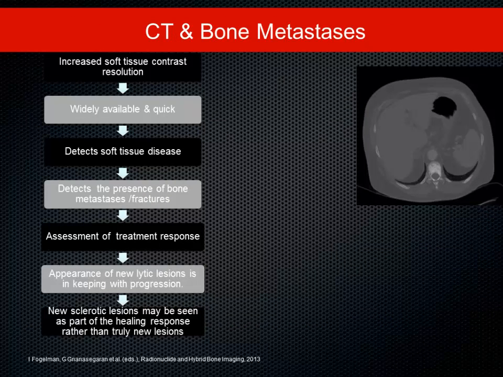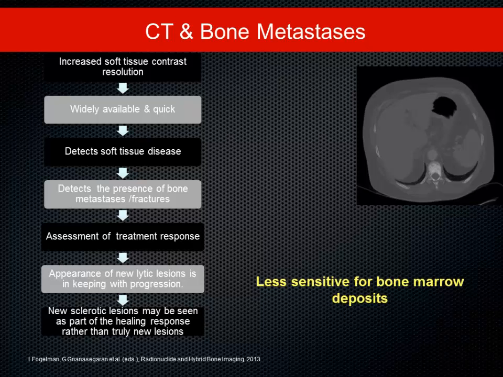Coming to the CT, it definitely has better soft tissue contrast resolution compared to an X-ray. It's widely available and it detects soft tissue disease, the presence of metastasis and also complications related to bone metastasis. It's useful in assessment of treatment response, and the appearance of a new lesion is in keeping with progression, but if you see a lesion progressing from lytic to sclerosis, it means there is a healing response and it is not a progressive disease. So you have to be a little bit cautious about all these things when you are reporting, especially in the world of hybrid imaging.